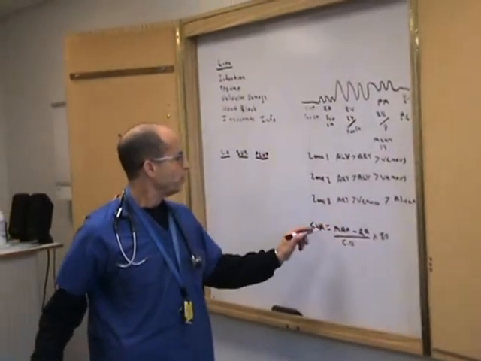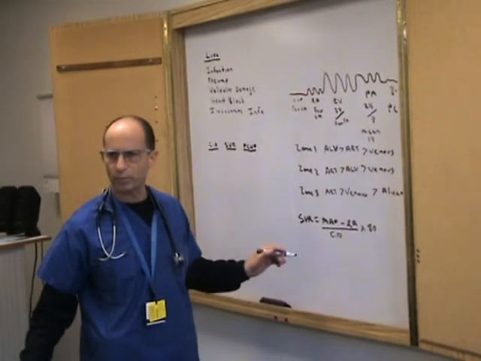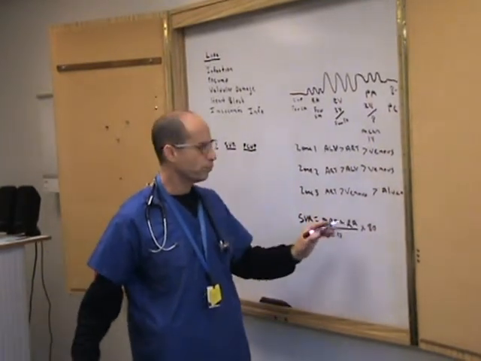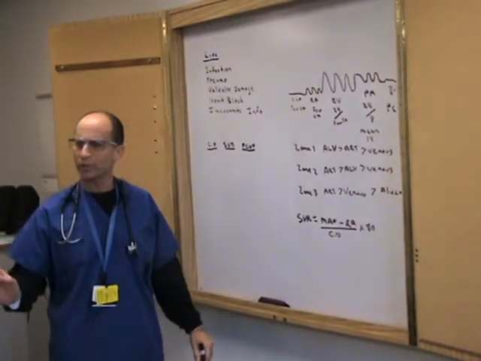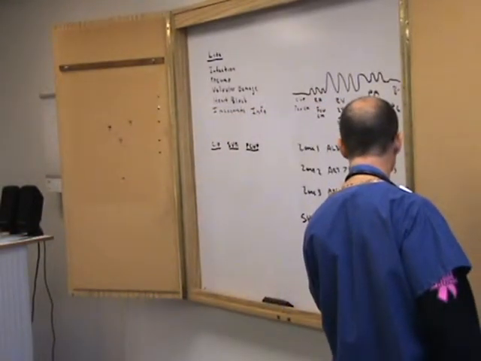So your MAP is 2 times your diastolic plus 1 times your systolic divided by 3, minus your RA, over your cardiac output, times 80. Now you'll see varying numbers for normal SVR. So I use 800 to 1200.